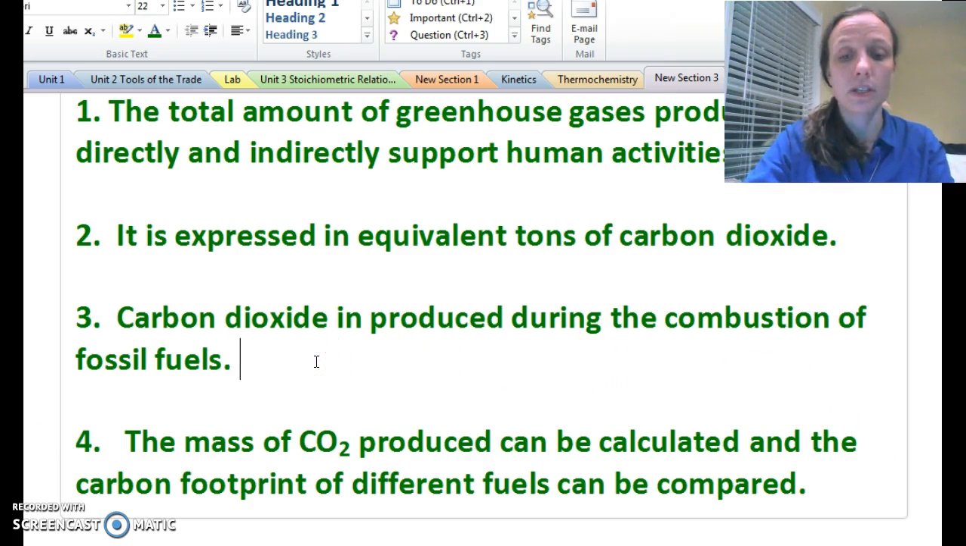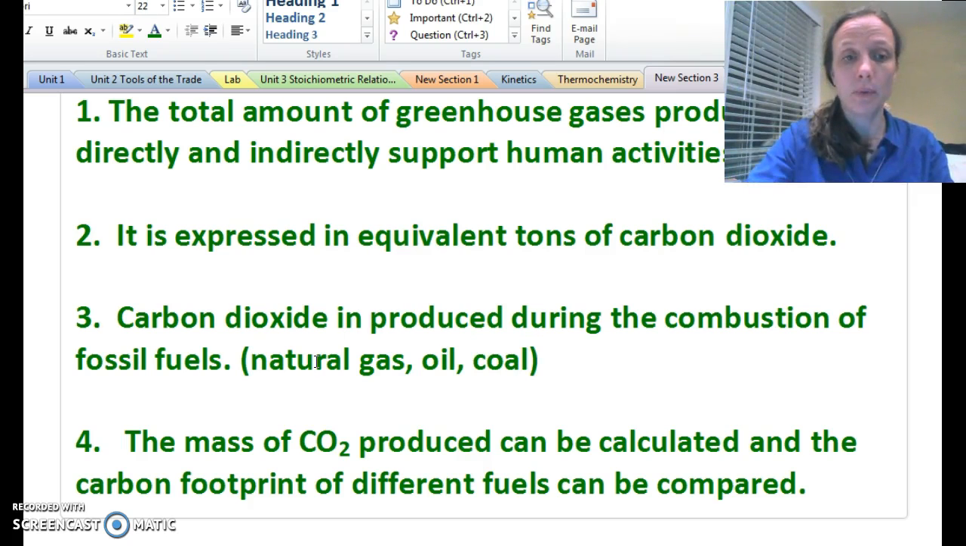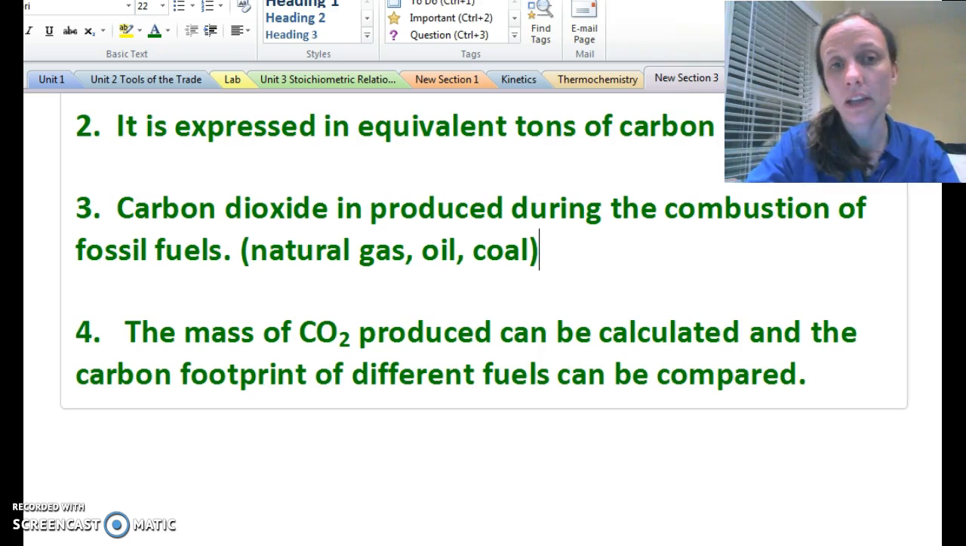It is produced during the combustion of fossil fuels, and I'm going to go ahead and make a note here that this would be like natural gas, oil, and coal. If you remember, those are the three main types of fossil fuel. And then the final thing is that you can calculate the mass of CO2 using stoichiometry.